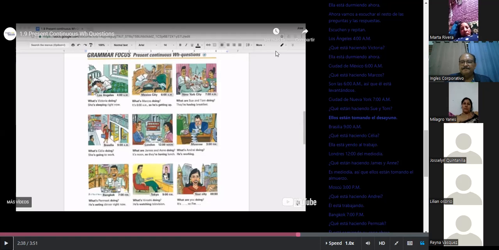¿Se entienden? La pregunta es general, right? What is Victoria doing? ¿Qué está haciendo Victoria? What's Marcos doing? ¿Qué está haciendo Marcos? What are Sue and Tom doing? ¿Qué están haciendo Sue and Tom? The next one.